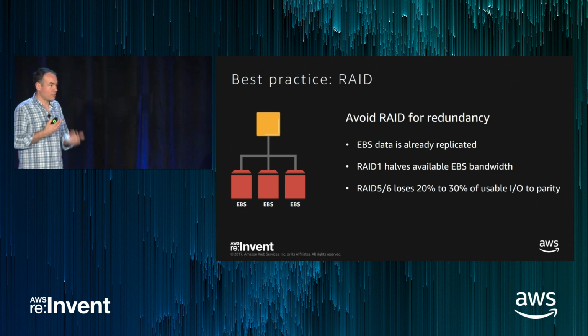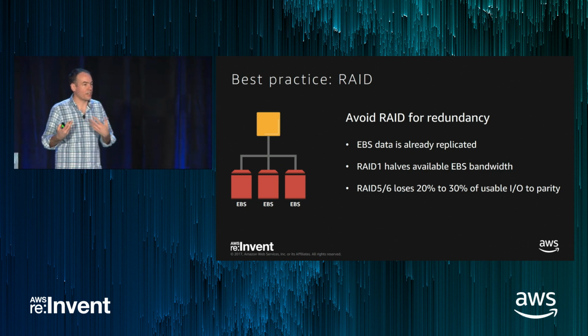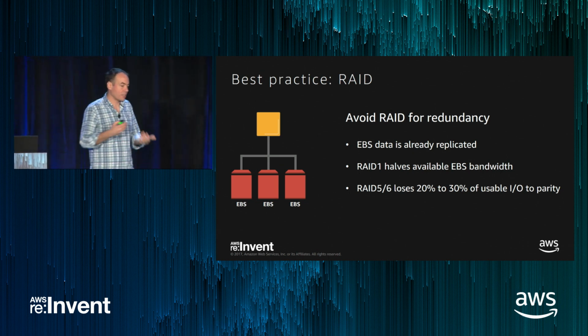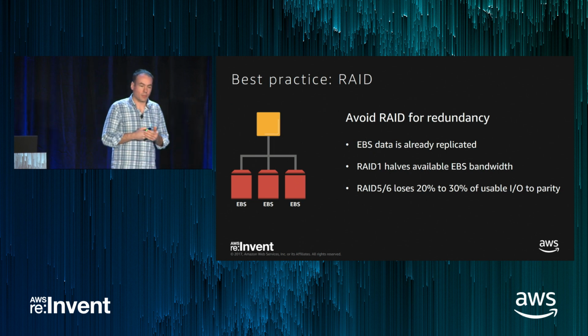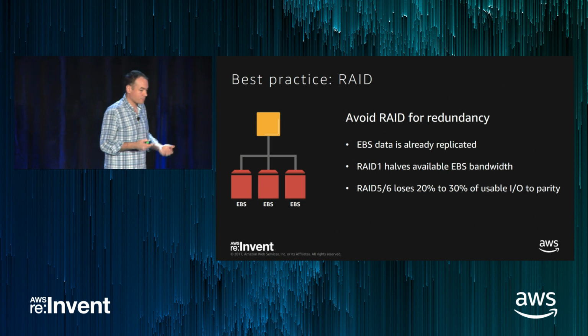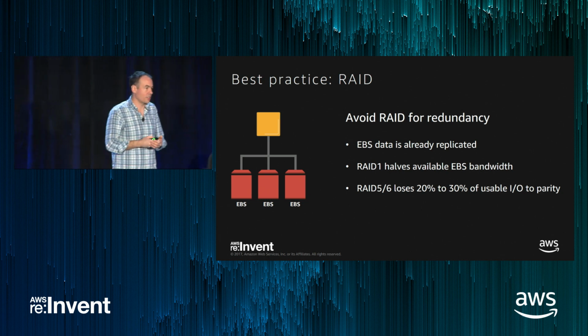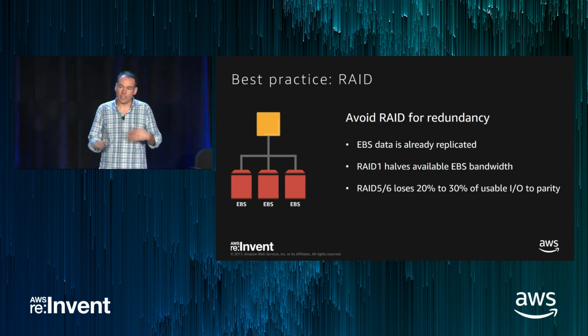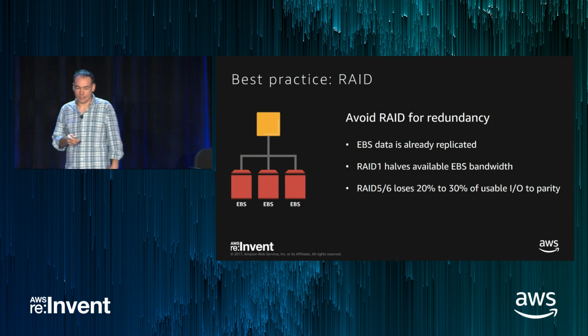So EBS is a distributed system. We already shard your data and replicate your data on the back end. And if you're going to RAID, you're going to reduce that EBS-optimized bandwidth that's available to your application. So if you're doing a straight mirror, you're going to cut it in half. If you're doing some sort of erasure coding like RAID 5 or RAID 6, you're going to get 20 to 30% less.